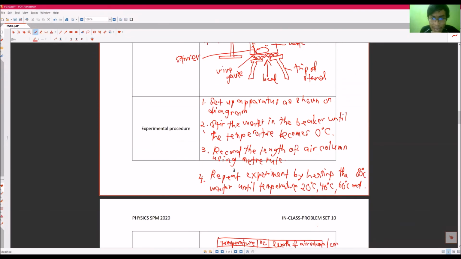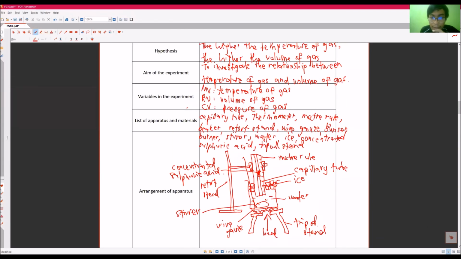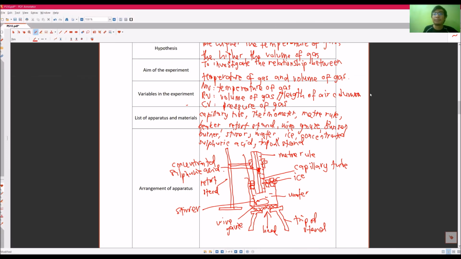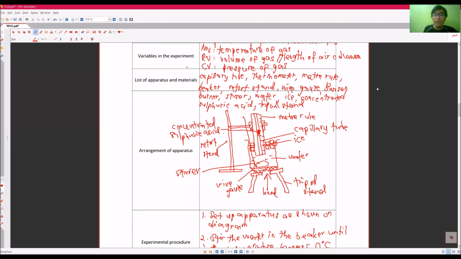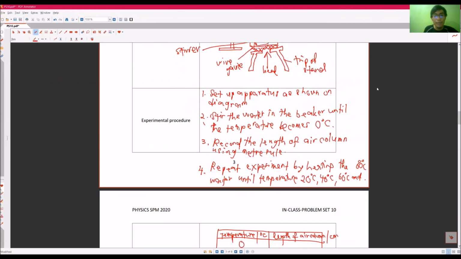But before we end the video, I want to point out that the variable, especially the volume of the gas, can also be the length of air column. So the length of air column represents the volume of the gas. Okay, I think that's all for me for this topic. Let's see again for the next topic.